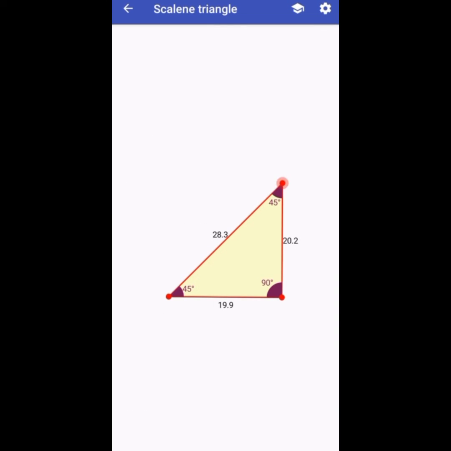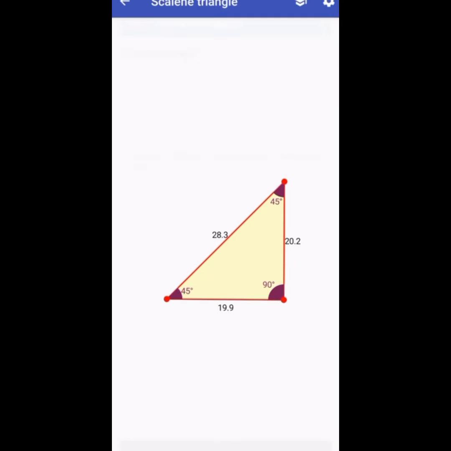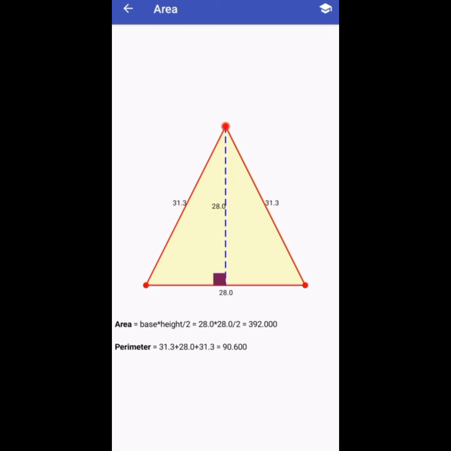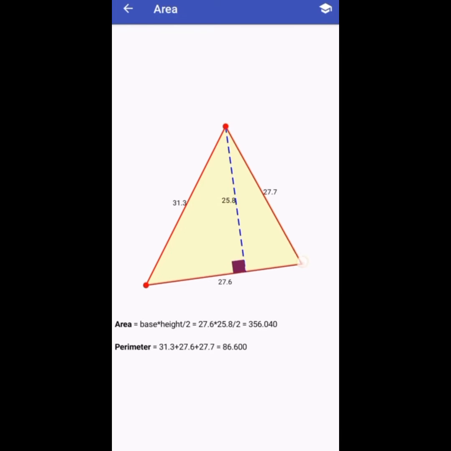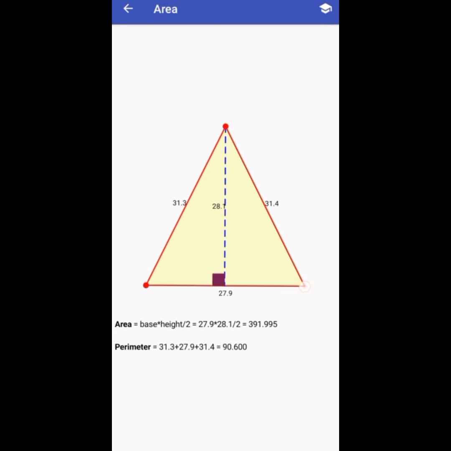Next up is the scalene triangle. According to its definition, it is a triangle that has three unequal sides. So when you say scalene triangle, it means unequal sides. Now let's talk about the area and also their perimeter.